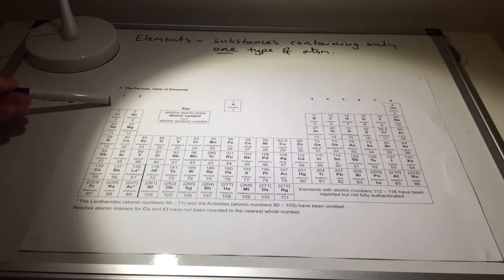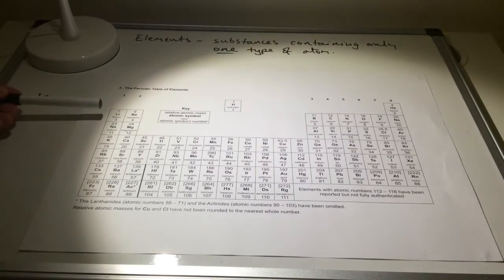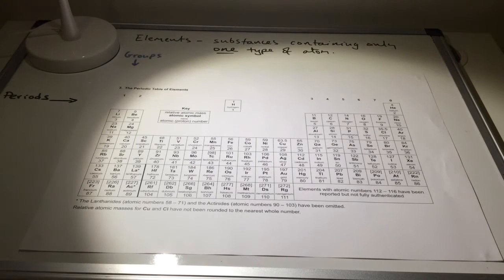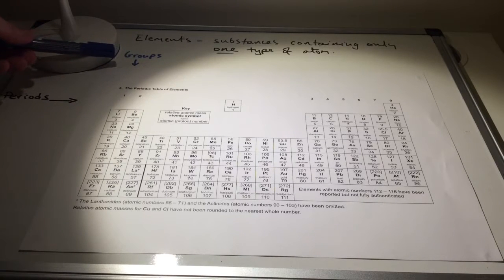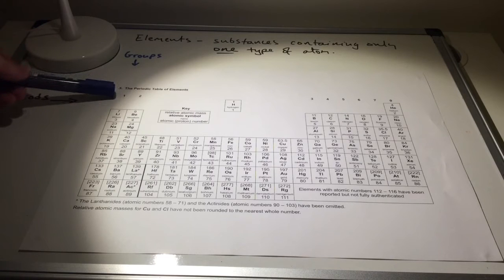So this is period 1 with hydrogen and helium only. Period 2 goes from lithium to neon. Period 3, sodium to argon, and so on. And the vertical columns in the periodic table are called groups. So you can see here the group numbers are actually on this periodic table.